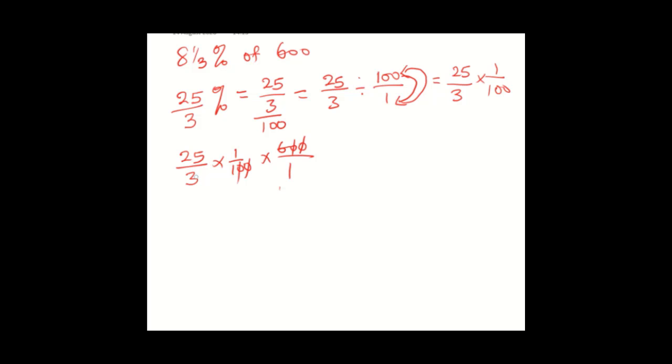So this 100 can cancel this 600, leaving 6. What can divide again? 3. So 3 here is 1, and 6 here is 2. So you have 25 times 2, which is equal to 50. So 8 1/3% of 600 is equal to 50. You see, it's very simple.